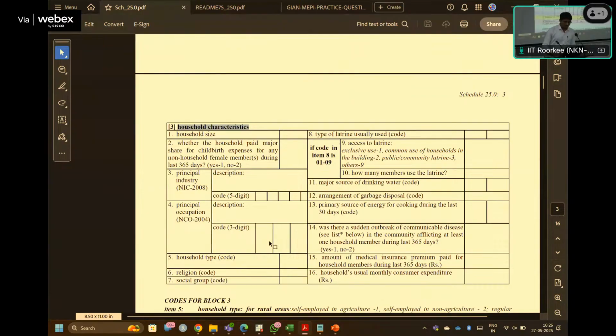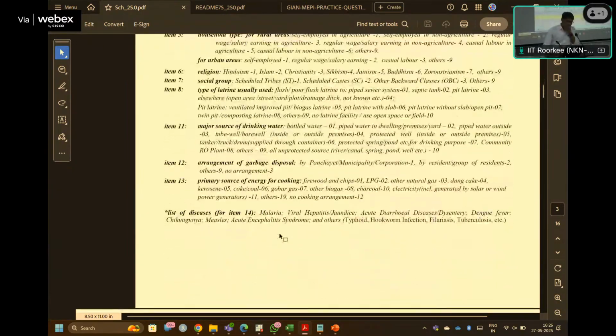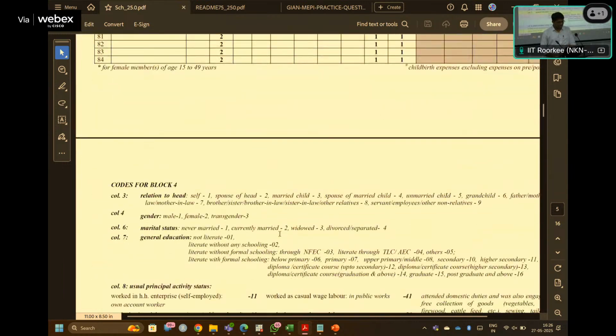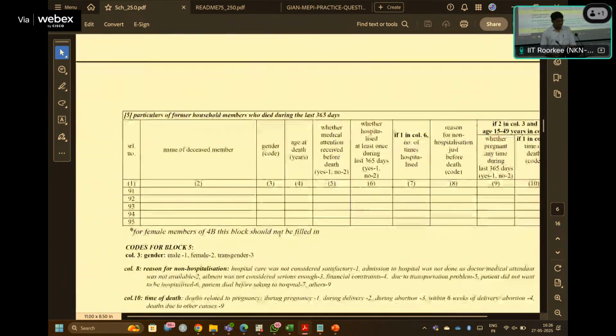Yes, this is the schedule. Fourth one is household member. Till this we have done. Fourth means it is our level 3. Okay. So this is the one usually we don't require.